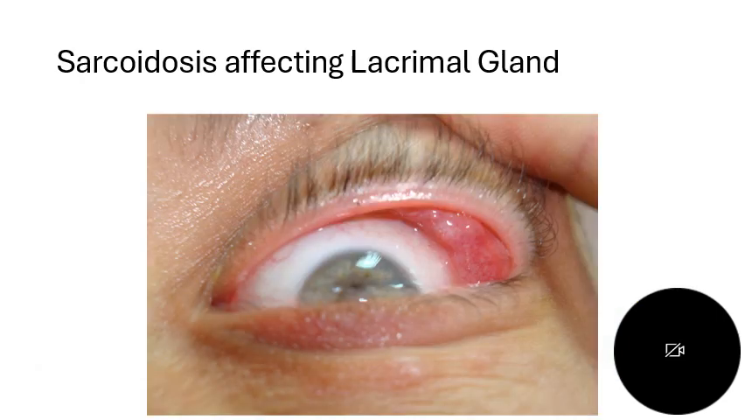This is a person with inflammation of the lacrimal gland. It has gotten so big that it is visible under the eyelid and on the surface of the eye, even though typically the lacrimal gland is not visible. Sarcoidosis is an inflammatory condition that can affect the lacrimal gland and the conjunctiva and cause swelling like this.